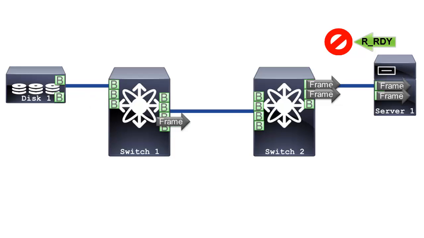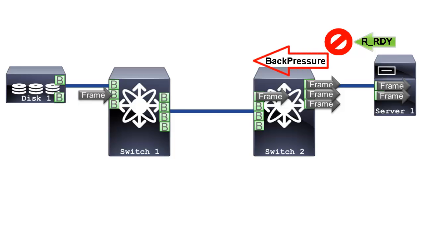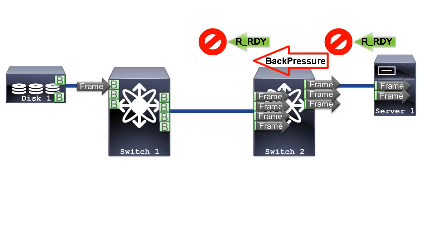This makes the frames occupy the egress buffers on switch 2, which generates internal back pressure leading to frames occupying ingress buffers of switch 2. No B2B credits are available with switch 2 and hence it does not send R_RDY back to switch 1. In turn, switch 1 cannot transmit any further frames.